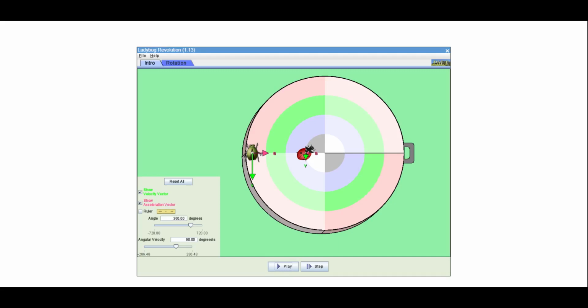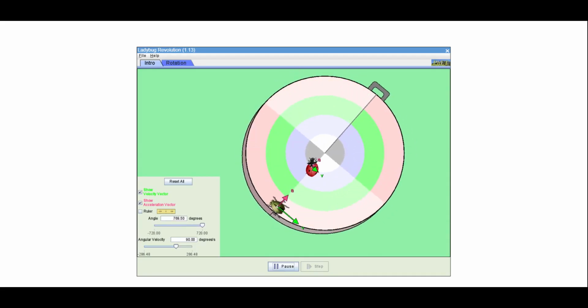Welcome to circular motion. Here we have a simulation with a turntable. There are two objects on that turntable and they are at different distances from the centre.